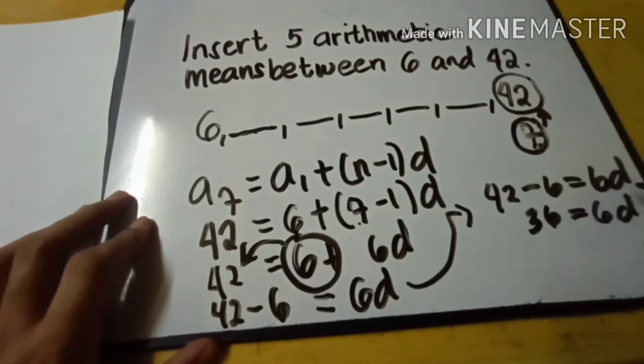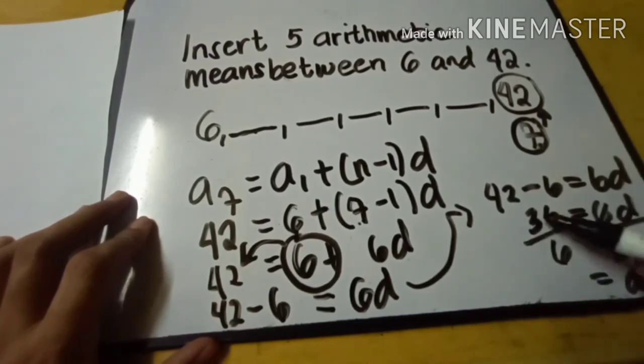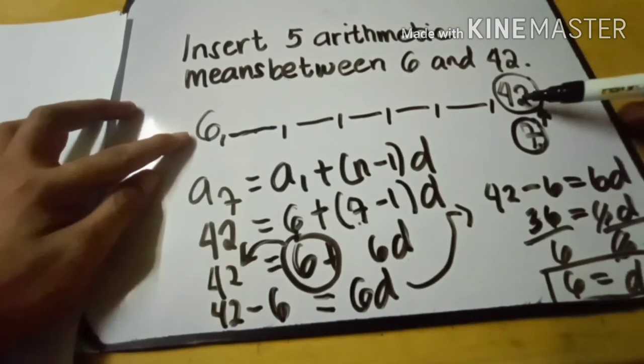We simply copy this one. Then our target is to find the d, so we have to cancel the coefficient of d. To do that, we have to divide all the terms by 6. Am I right? So our d, 36 divided by 6 will give us 6. So therefore, the common difference of this given sequence is 6.